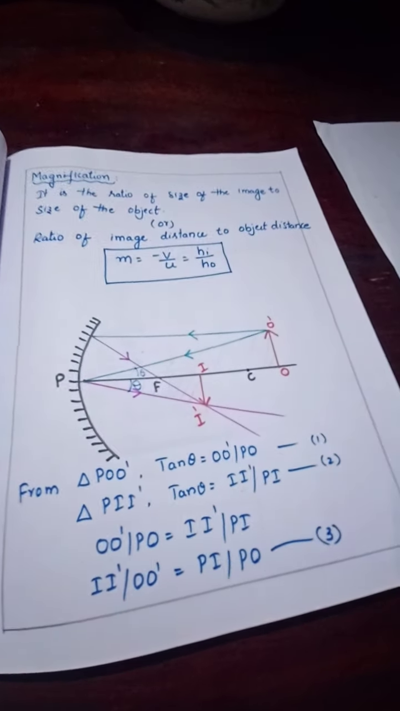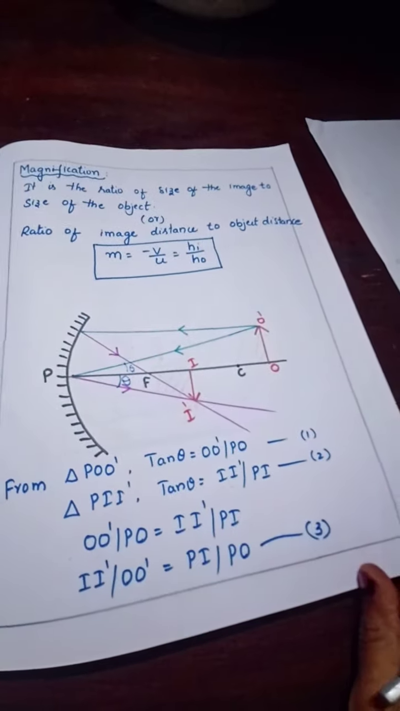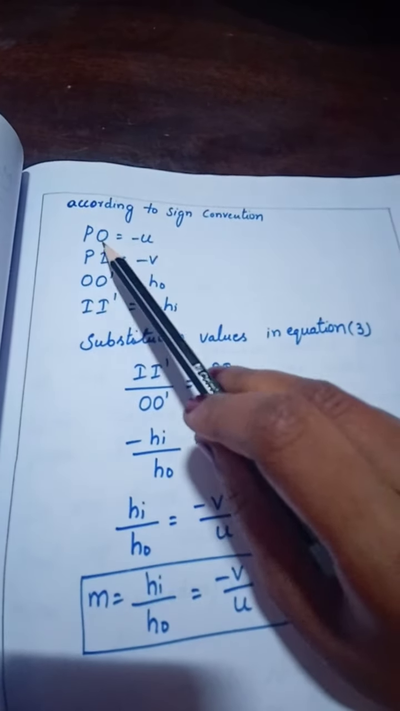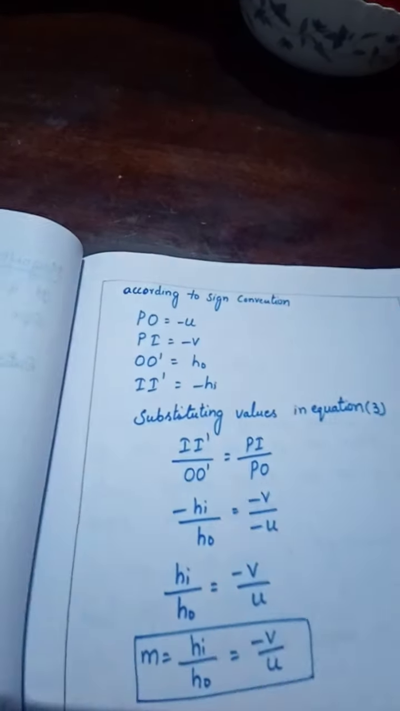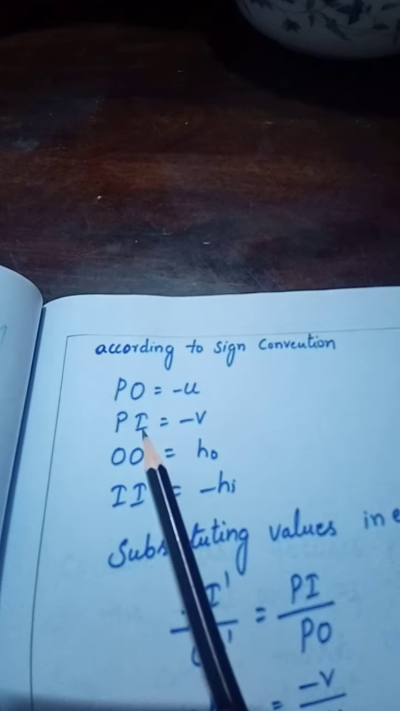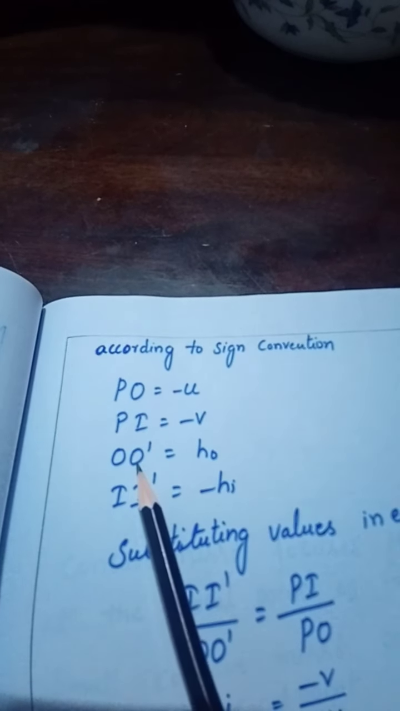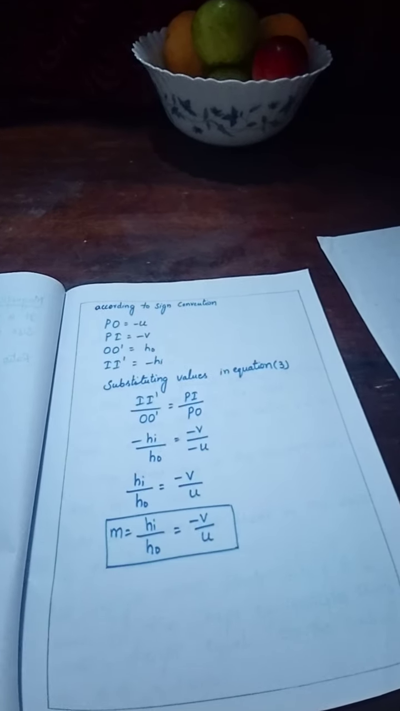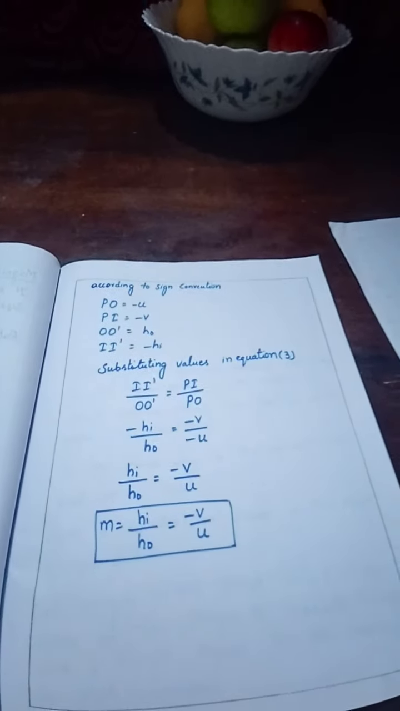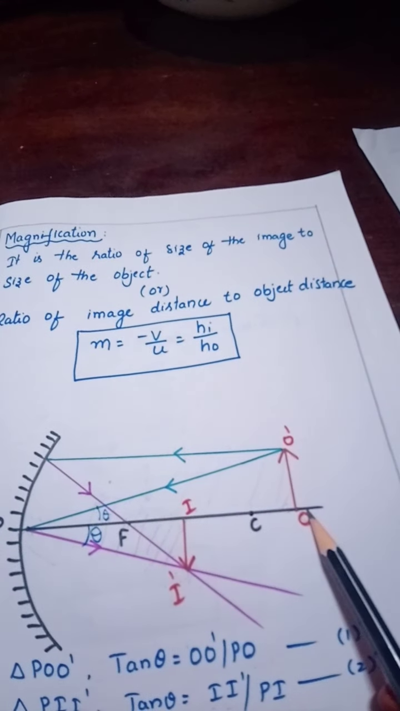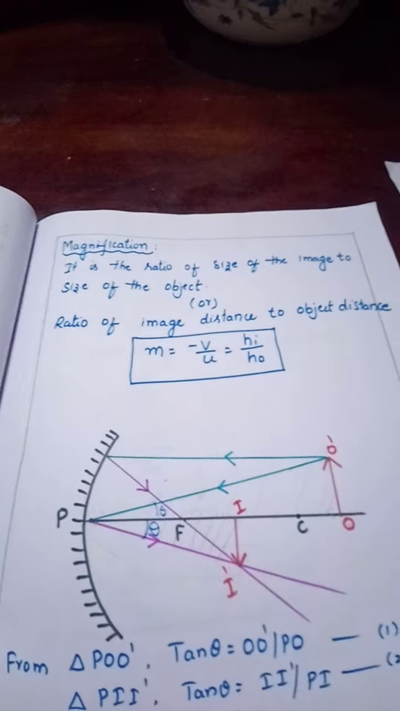We are deriving the formula. This PO is nothing but, we know the distance between pole and optic center is the object distance. The distance between pole and I is the image distance. OO dash is the height of the object. II dash is the height of the image. I will show you what OO dash and II dash are. You know PI and PO, right? Let us see what OO dash and II dash are. OO dash is the height of the object. II dash is the height of the image. Clear? Okay. Let's substitute all the values.